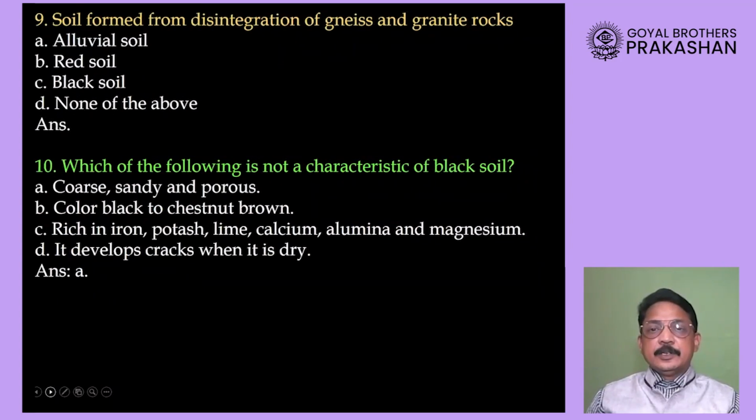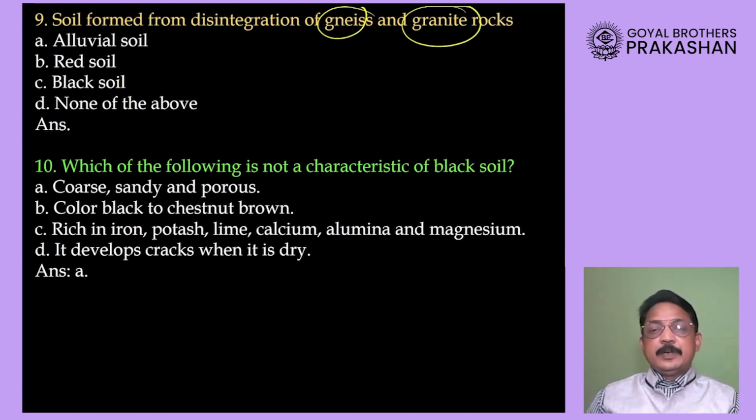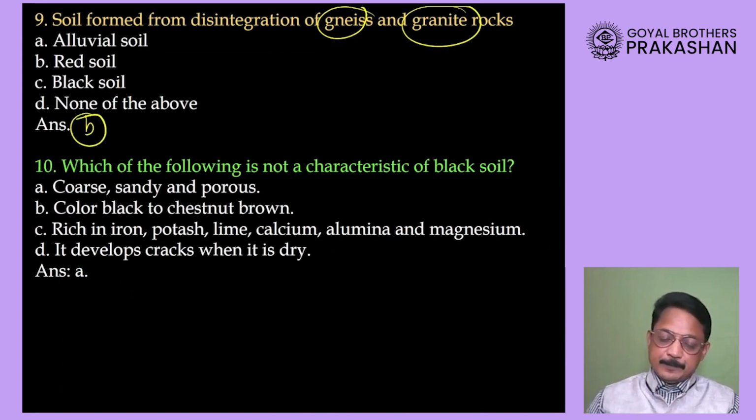Question 9. Soil formed from disintegration of gneiss and granite rocks. Remember, both of them are ancient metamorphic rock, and by the disintegration of ancient metamorphic rocks, red soil is formed. Option will be B. Which of the following is not a characteristic of black soil?